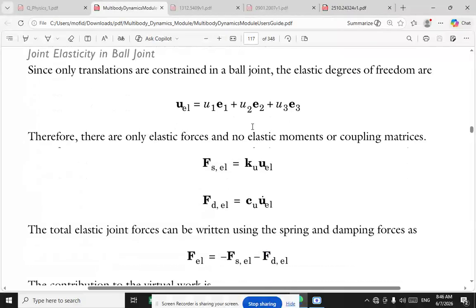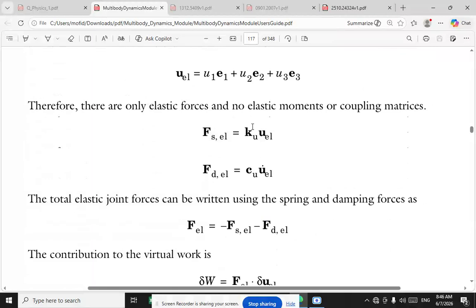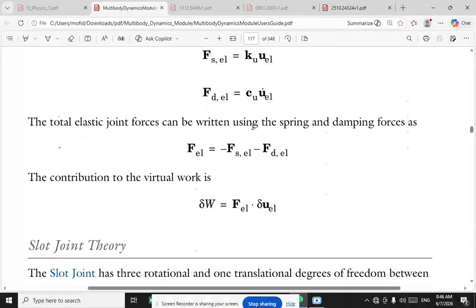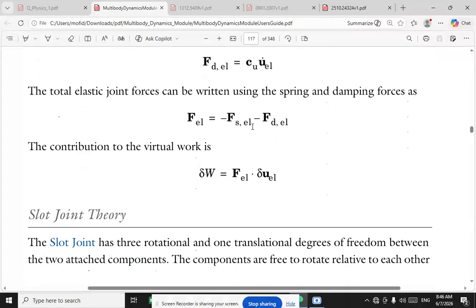Joint elasticity in the ball joint: only translations are constrained in a ball joint. The elastic degrees of freedom are such as in this formulation. Therefore, there are only elastic forces and no elastic moments or coupling matrices, such as follows. The total elastic joint forces can be written using the springs and damping forces as follows. The contribution to the virtual work is as follows.